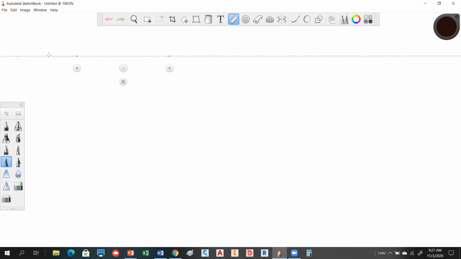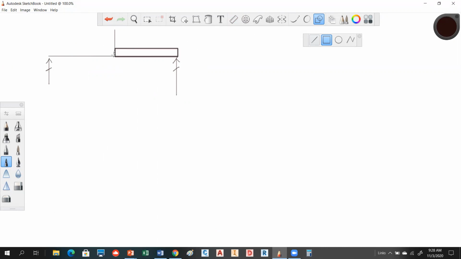So we're going to have a beam here, and it's going to have a concentrated load right in the middle, but it's also going to have two uniformly distributed loads. So we're going to see how those work. Okay, so this is going to be a reaction here. This is going to be a reaction here. And I'm going to put two uniformly distributed loads here. One right here and one right here.